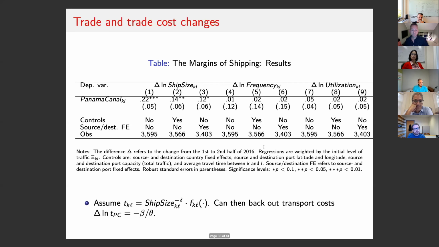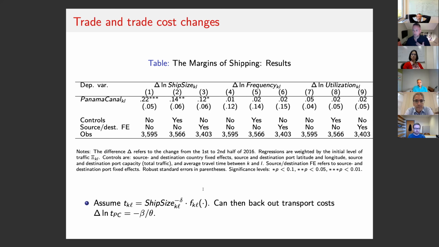So I'm going to show you three regressions where we have these outcome variables. Here you see the change in ship size, the change in frequency, and the change in utilization. And as you see, there's nothing going on in frequency and utilization, but on ship size, we typically see a significant response. It depends a little bit on the specification, but between 10 to 20% increase in average ship size after the opening of the expansion.